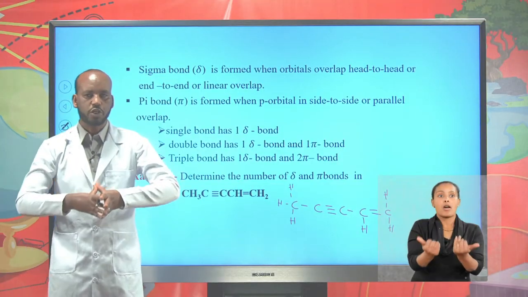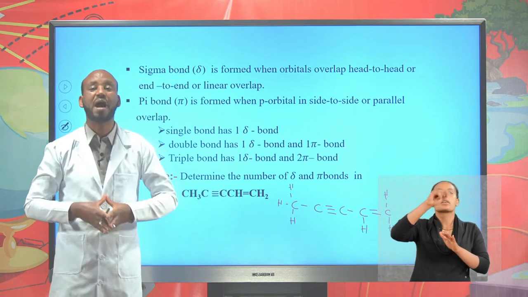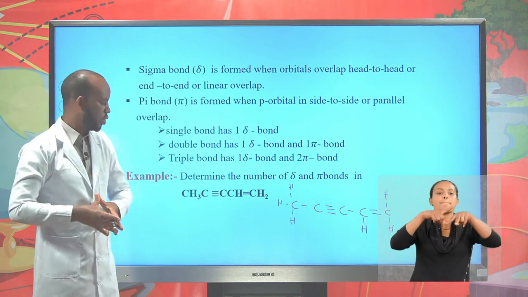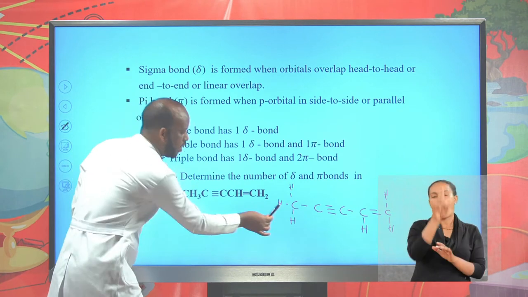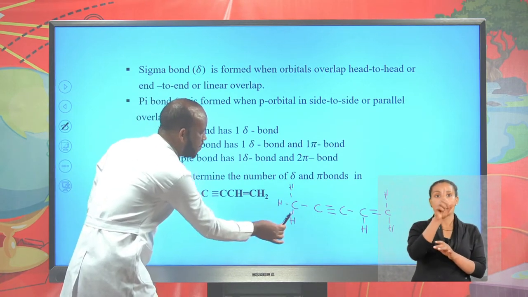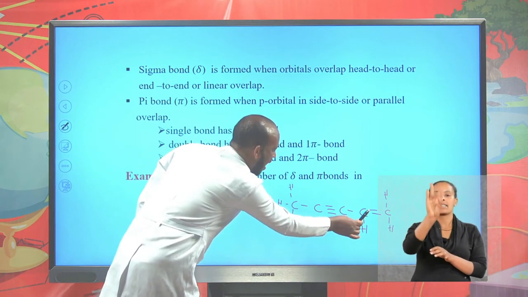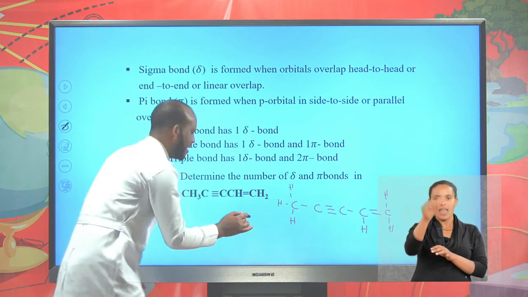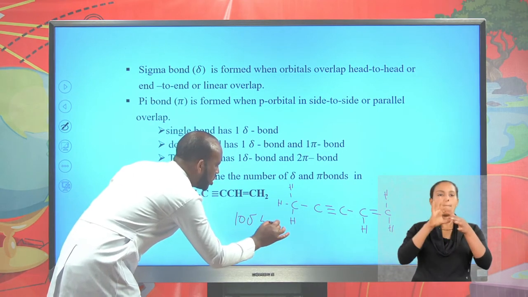Now, you are asked to determine the number of sigma bonds and pi bonds. A single bond has one sigma bond. Therefore, the number of sigma bonds is 1, 2, 3, 4, 5, 6, 7, 8, 9, 10. There are 10 sigma bonds.